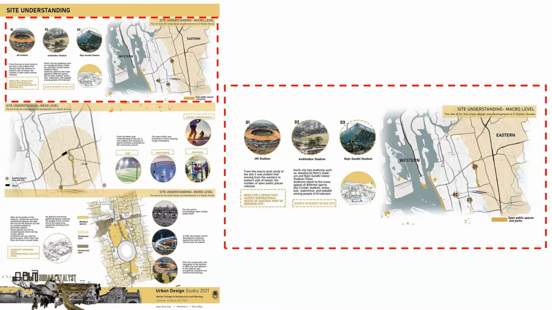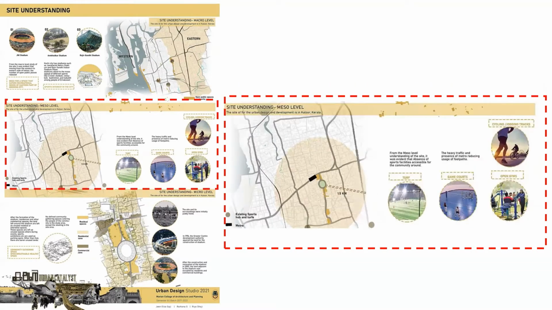In the meso level understanding of the site, the absence of sports facilities for the community around was evident. The site also lacked jogging, cycling, and even a traffic-free footpath in the meso level.